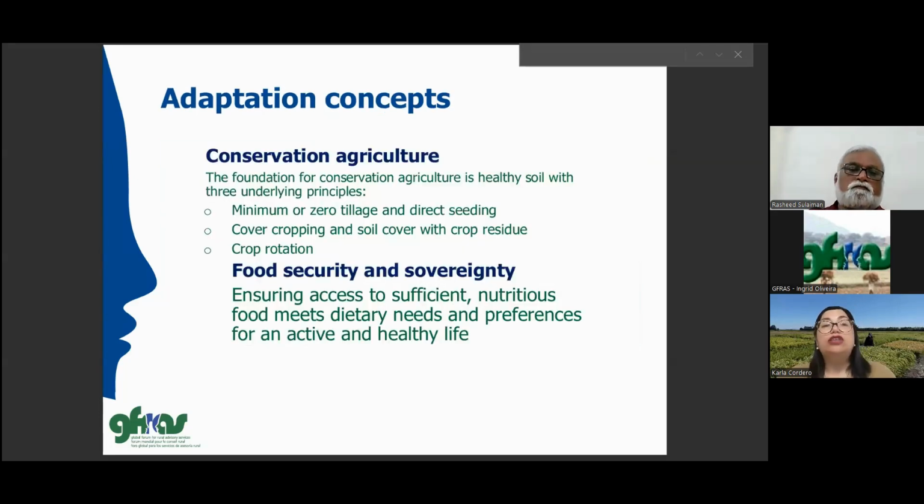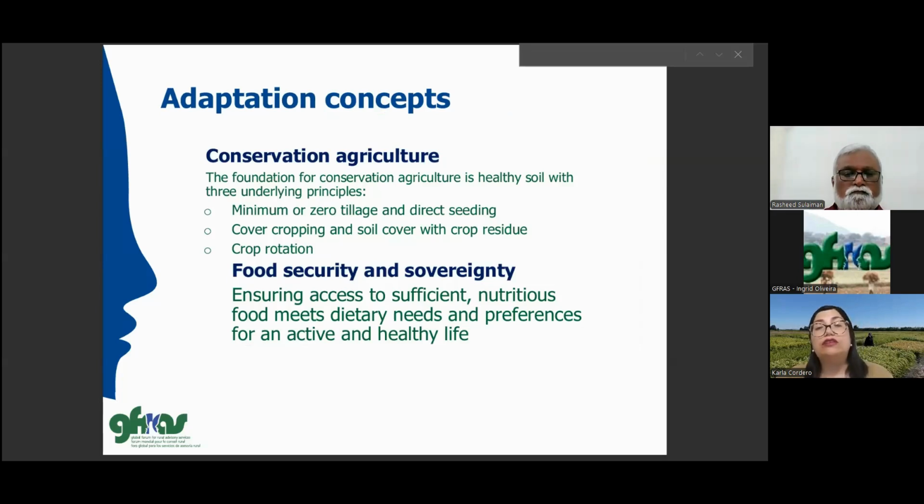And then some of the adaptation concepts that we are going to cover, as we see in these tables, are conservation agriculture. The foundation is in these three principles: minimum or zero tillage, direct seeding, and cover cropping, soil cover, so we don't lose too much humidity. We use water efficiently, and crop rotation is very important for controlling weeds.